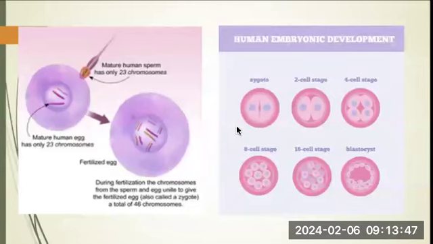And then as it grows, after all this part, the 2-cell, 4-cell stage up to blastocyst and continues, that is all through mitosis. Meiosis is not happening here.